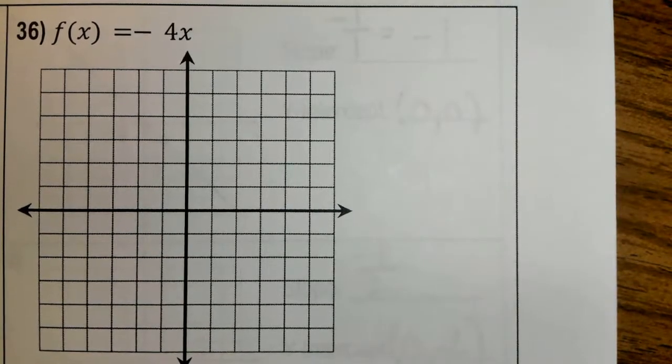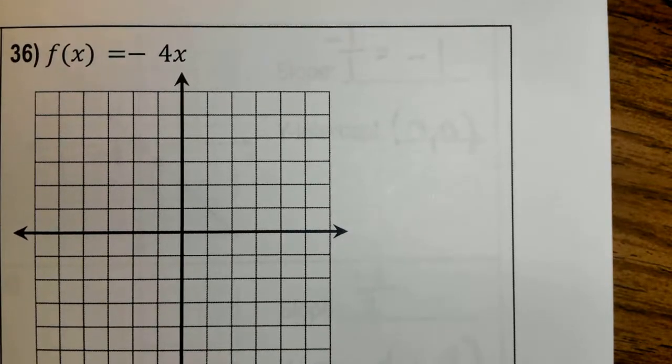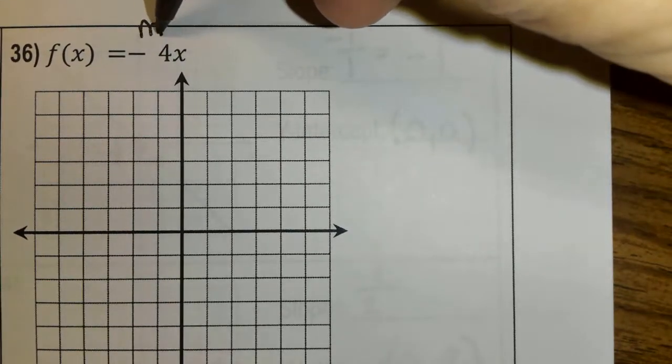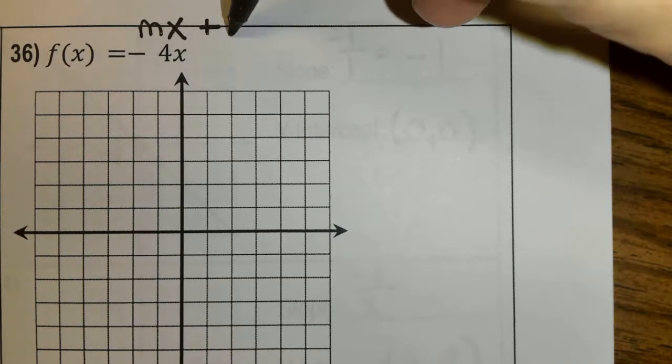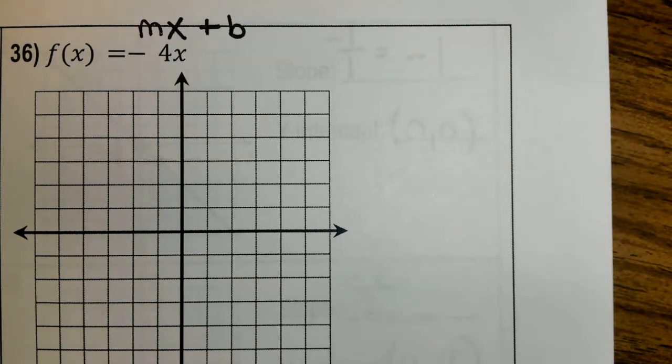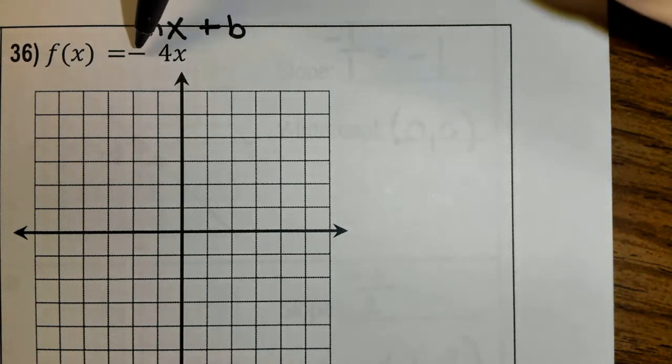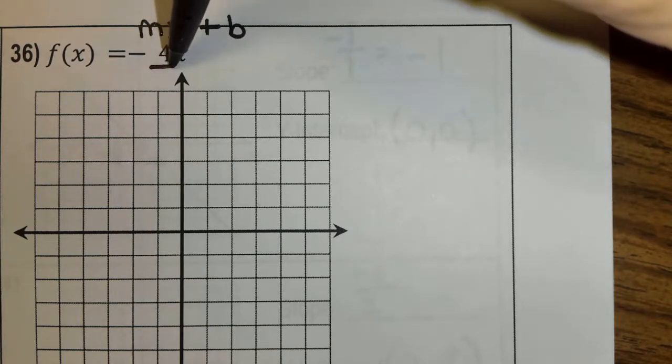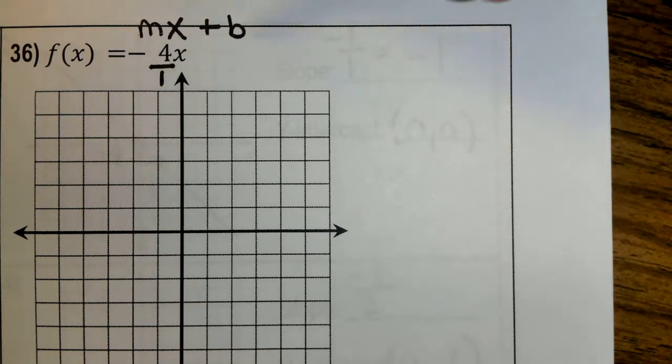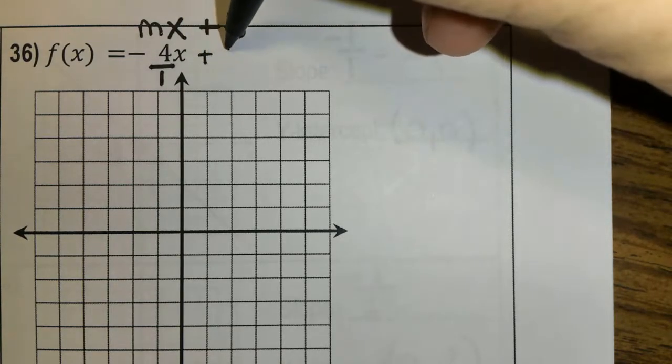I have 36. Okay, so again, I'm going to go ahead and label this as mx plus b. Okay, so my m, my slope, is -4, and it's a whole number, so I'm going to do over 1. And my b, notice I have no number there, so if I don't have a number, it's actually 0.